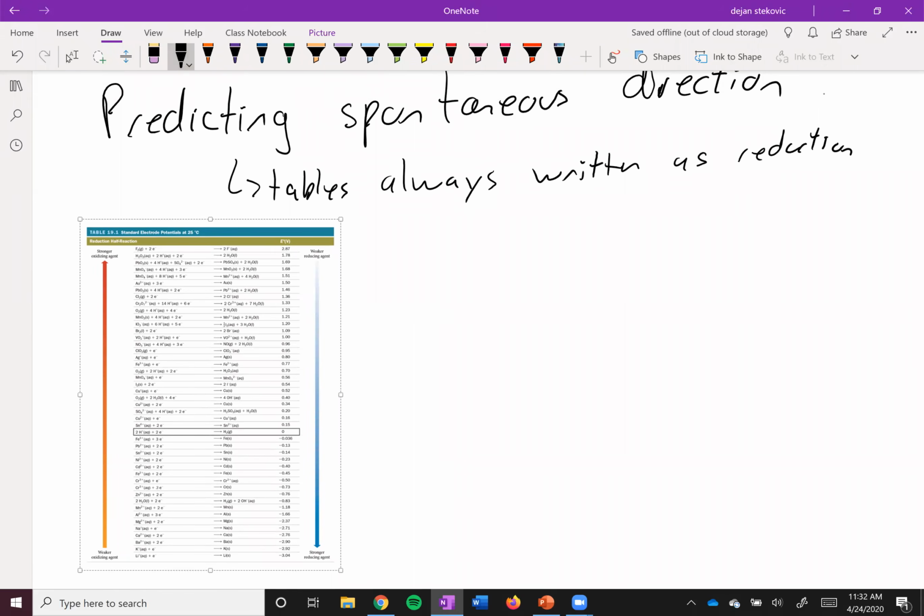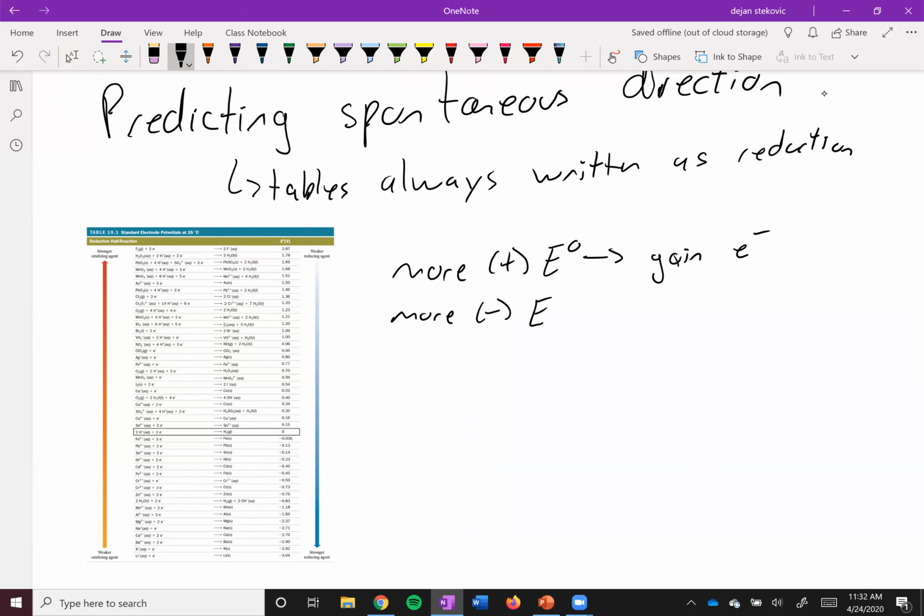So remember that electrons are negative, and so they want to go to the more positive potential. So the more positive potential, that one will gain electrons and be reduced, and the more negative potential will lose electrons and be oxidized.